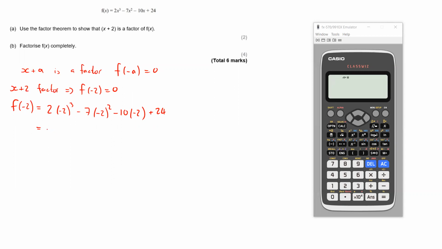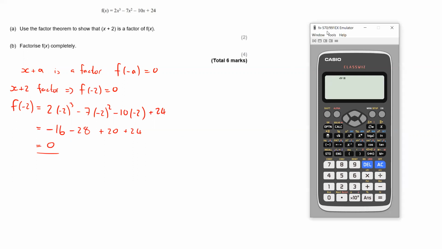So these first ones were negative. I had minus 16, minus 28. And then these ones were plus 20 and plus 24. So 24 take away 16 is 8. 20 plus 8 is 28. Minus 28 is 0. Job done. Use calculator. Factorize completely. So I know that it's a factor.